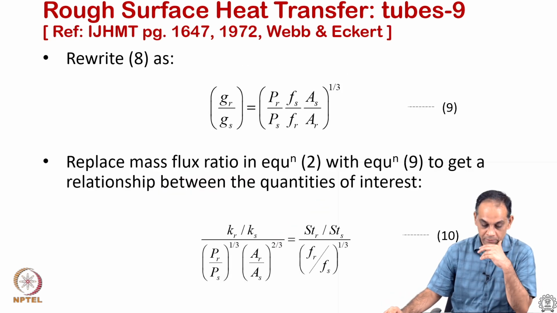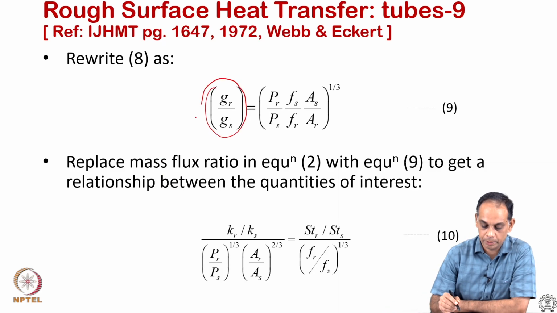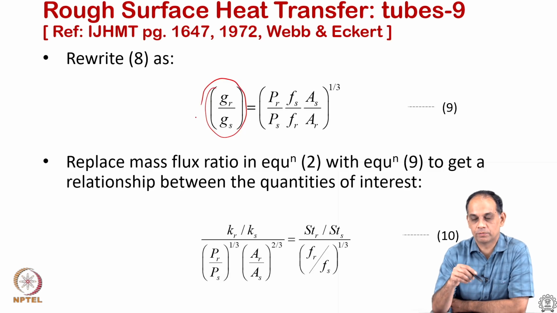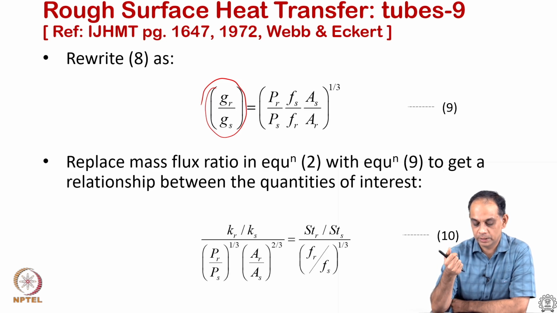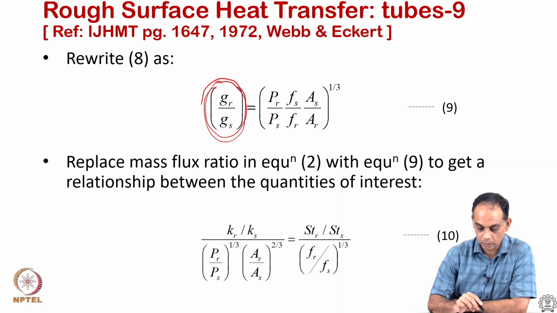As we move forward, we can also rewrite the previous expression in terms of mass flux, because it is more important to know the mass flux. With mass flux we can calculate the Nusselt number and so on, and the pressure drop. Mass flow rate is required to calculate both the friction factor and the Nusselt number. So, we rewrite the expression in terms of the mass flux ratios.